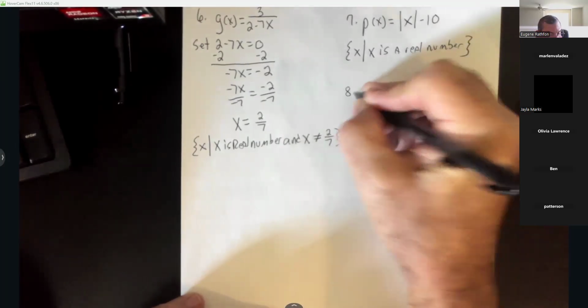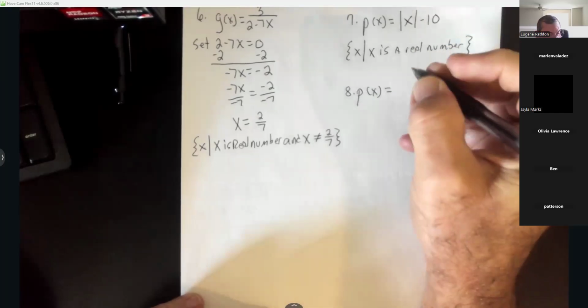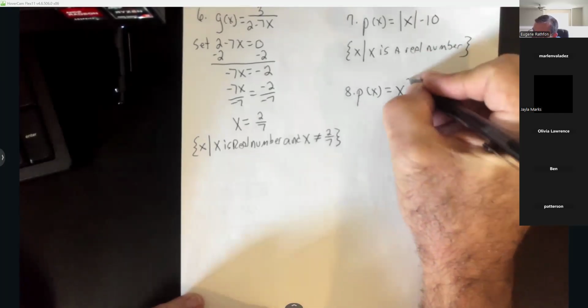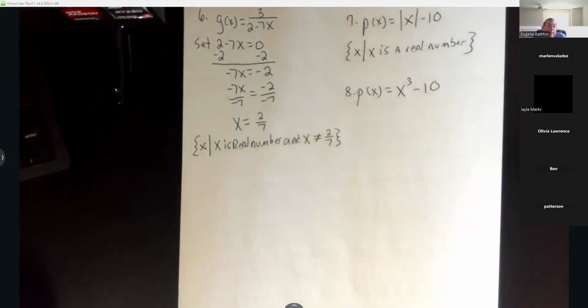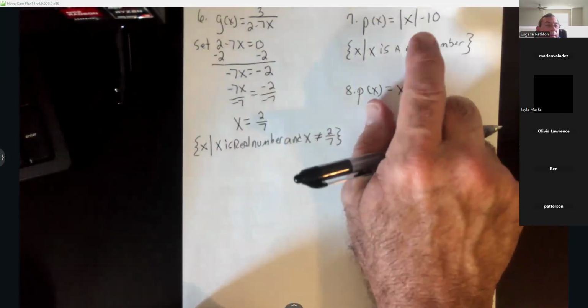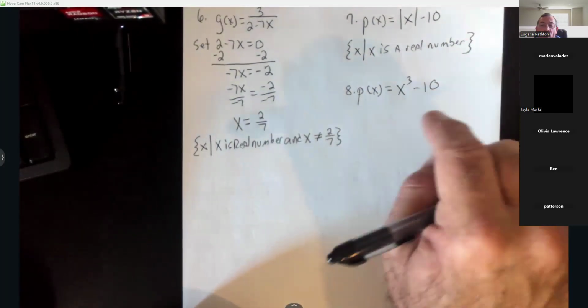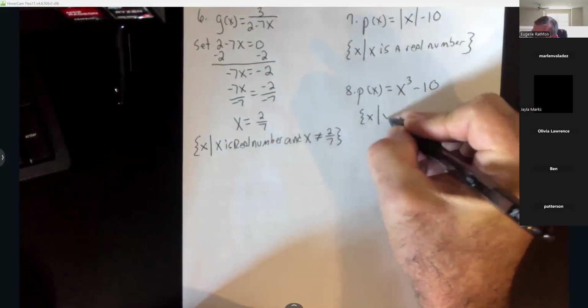And I did have one more. I thought I was done, but there was one more. P of x equals x cubed minus 10. And y'all, basically, that's the same thing, right? Any number you give me, I can cube it, multiply it by itself 3 times, and then subtract 10. So this is the same thing as that, right? It's going to be all real numbers.